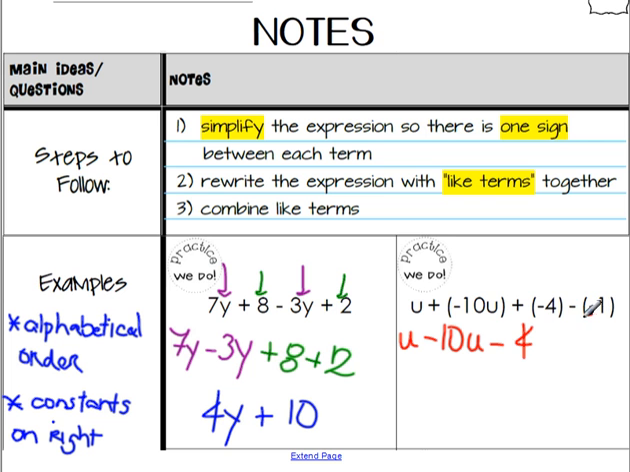Whenever you have minus a negative, we say that as being the opposite of a negative. And so the opposite of a negative 1 would be a positive 1. So when you see that minus negative, that becomes a positive. So u minus 10u would give you negative 9u. And a negative 4 plus 1 is negative 3. So negative 9u minus 3. So that is as simplified as either of those expressions can be.